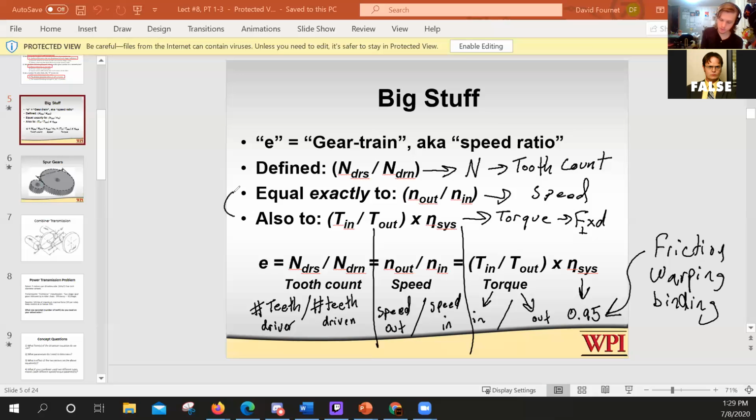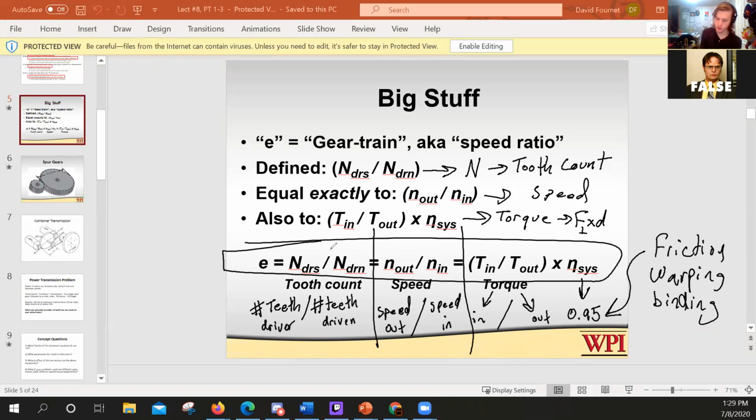And then that is equal to the torque in divided by the torque out, which we have covered in previous classes, which is force times distance. And in this one, that is actually multiplied by the efficiency, which is this weird η over here, which usually you can exaggerate to make sure you don't confuse it. And then down here, we just have that whole thing.